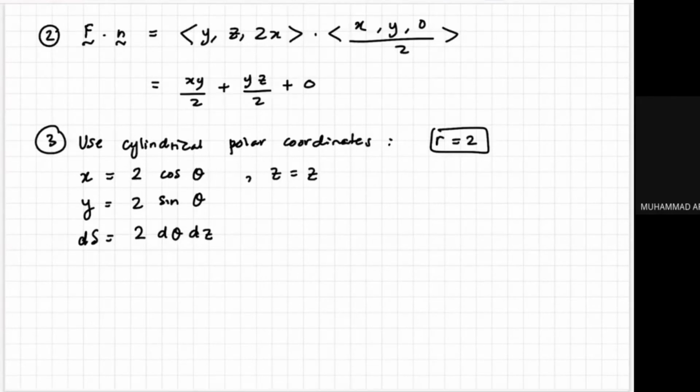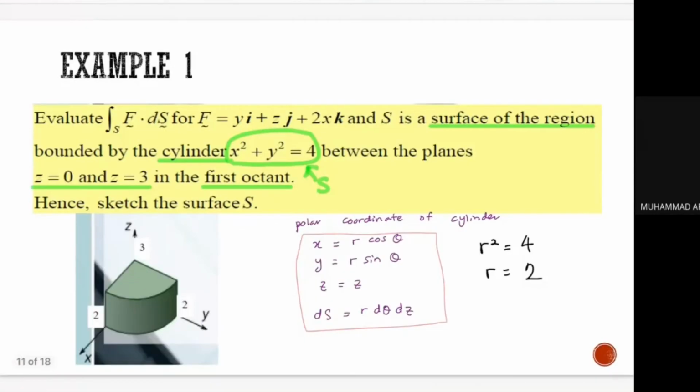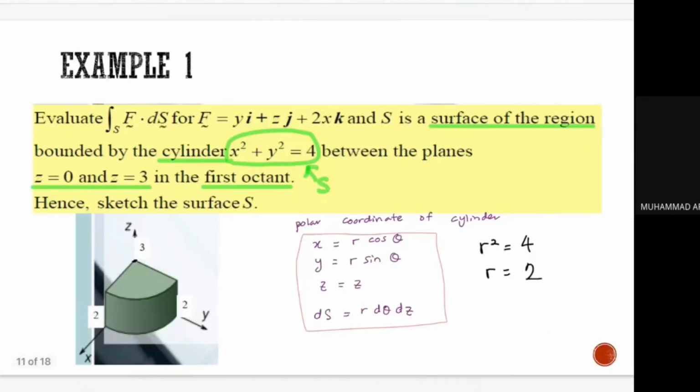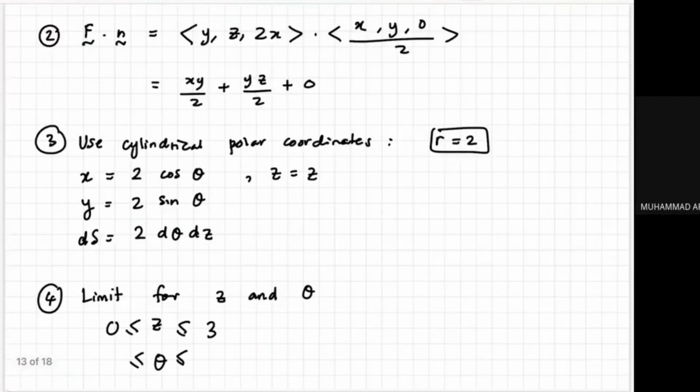Step number 4 is to find the limits for z and theta. You can see from this figure, and also in the question, that z is from 0 to 3. And how about your theta? Theta only involves the first octant. So the first octant is this part, 90 degrees. That's how you get theta from 0 to pi over 2.